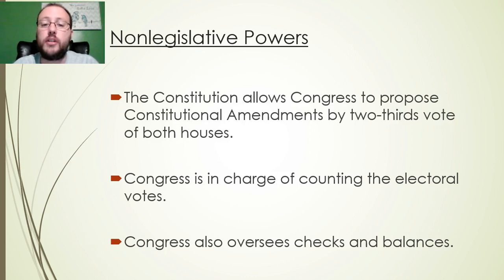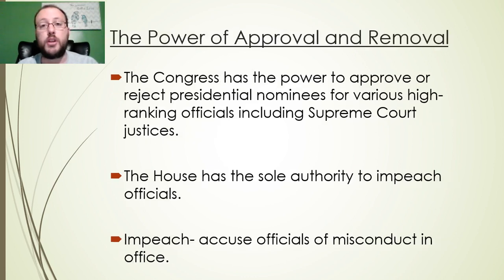Congress is in charge of counting the electoral votes. They also oversee checks and balances, making sure that each branch of the government is working within its powers. The Congress has the power to approve or reject presidential nominees for various high-ranking officials, including the Supreme Court justices. The House has the sole authority to impeach officials. Now, that's what we had going on last year.